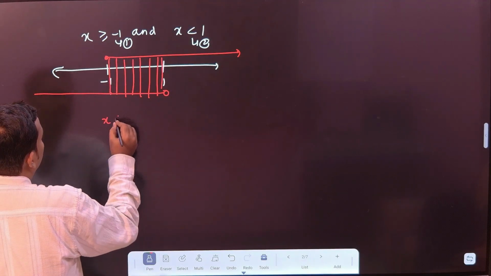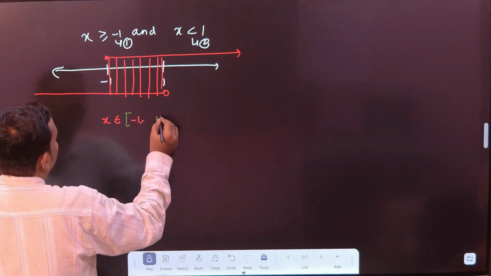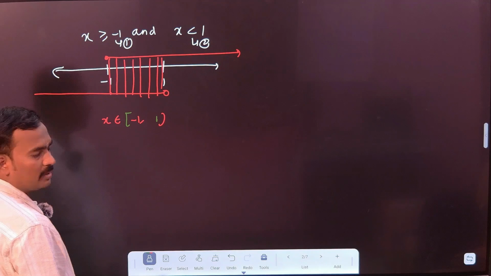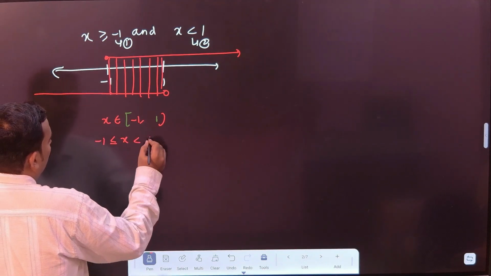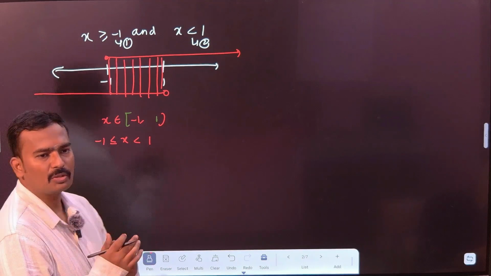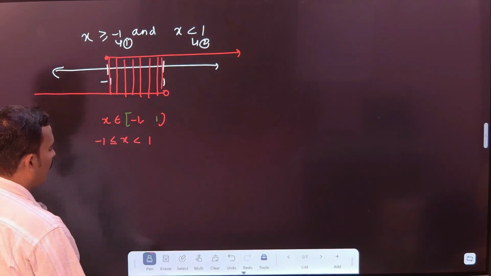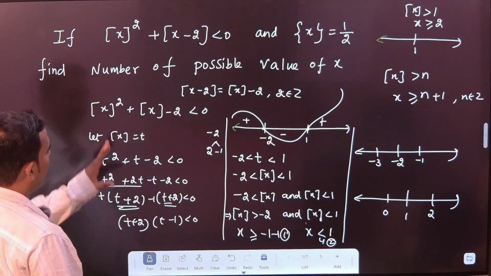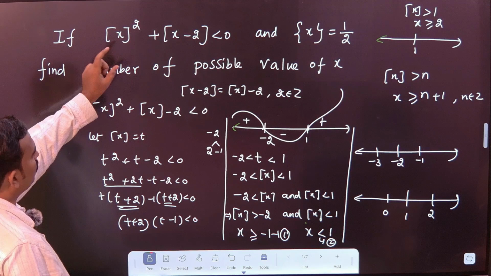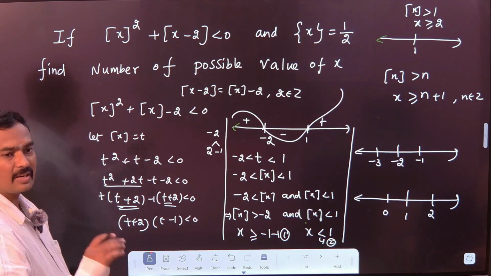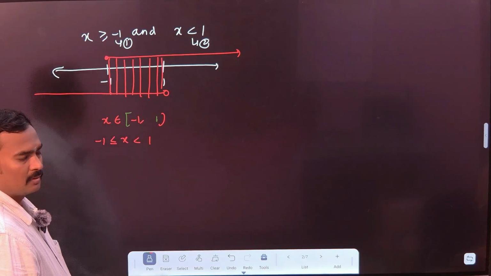So therefore x belongs to -1 included, 1 is not included. So that means x will be from -1 to 1 you can take. This is your common solution of the first inequality, which is the solution for this. If you take -1 to 1, this inequality will be satisfied. Okay? Fine.